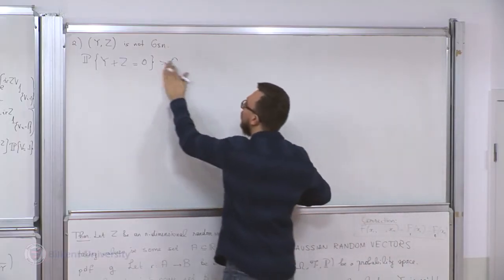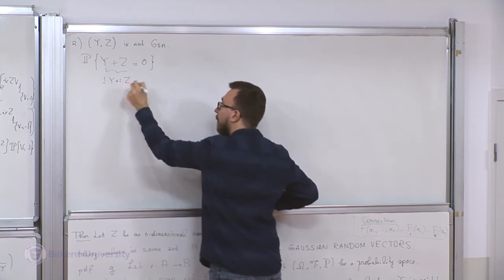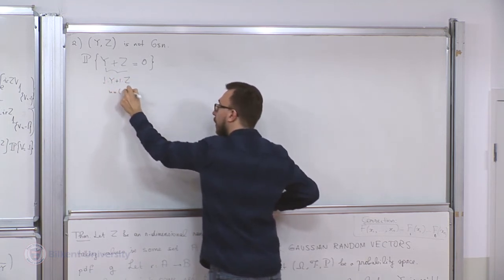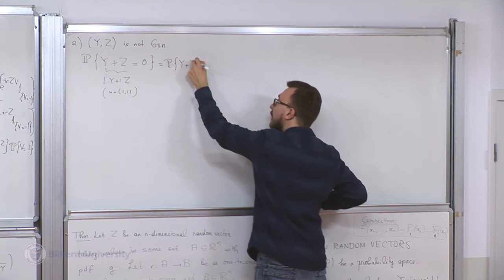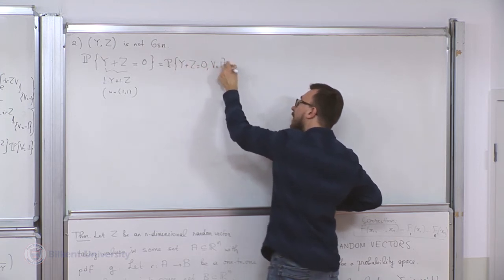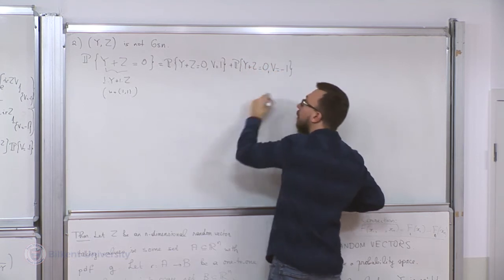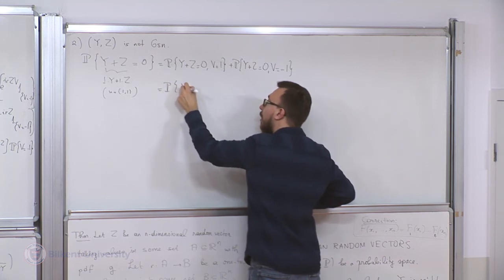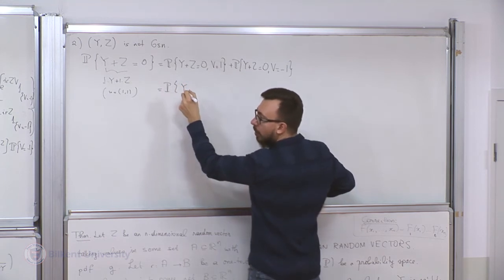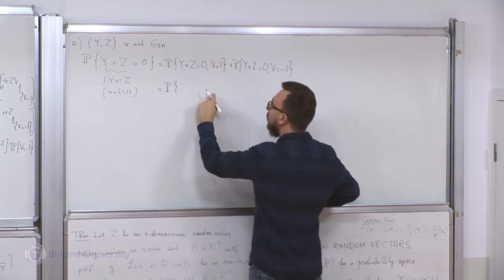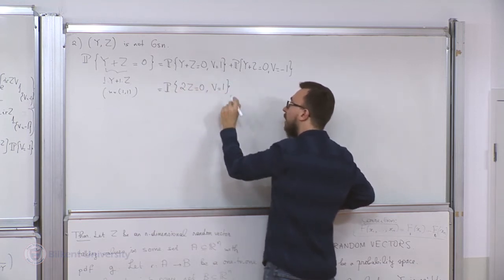Okay, let's do it step by step. So let's look at this probability first, which is like 1 times Y and 1 times Z. So w equals 1, 1. Okay, so what is that? So this can happen in two cases, when V is 1 and when V is minus 1. So when V is 1, Y is equal to Z. So I have 2Z equals 0 and V equals 1.